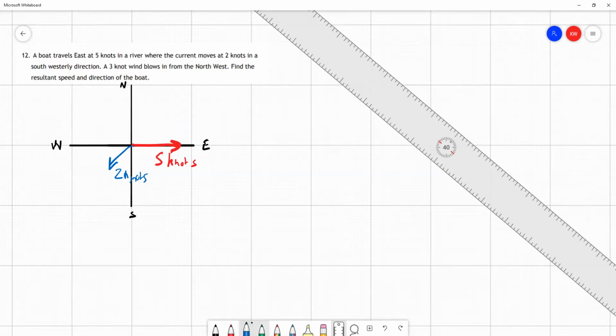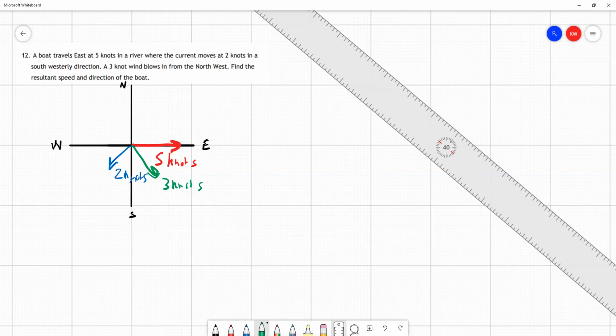And then we're told that the wind blows in from the northwest. So if it's coming from the northwest direction, it means it's blowing in a southeasterly direction. So we have a third vector here in the southeasterly direction, and that's a value of 3 knots for that one. So that's what's going on with this boat here, as 3 vectors applied to it.